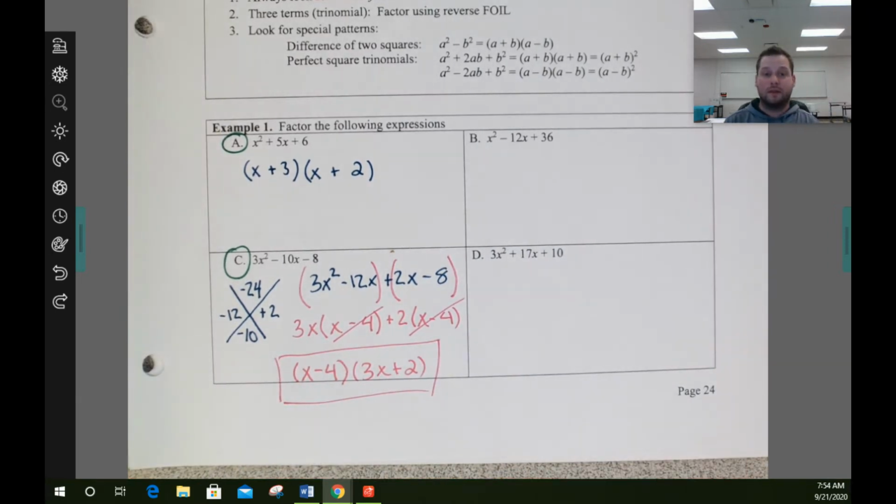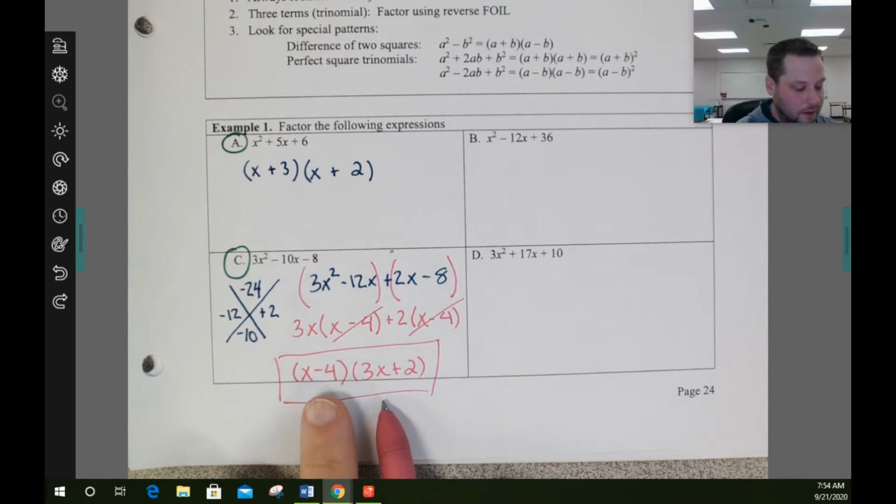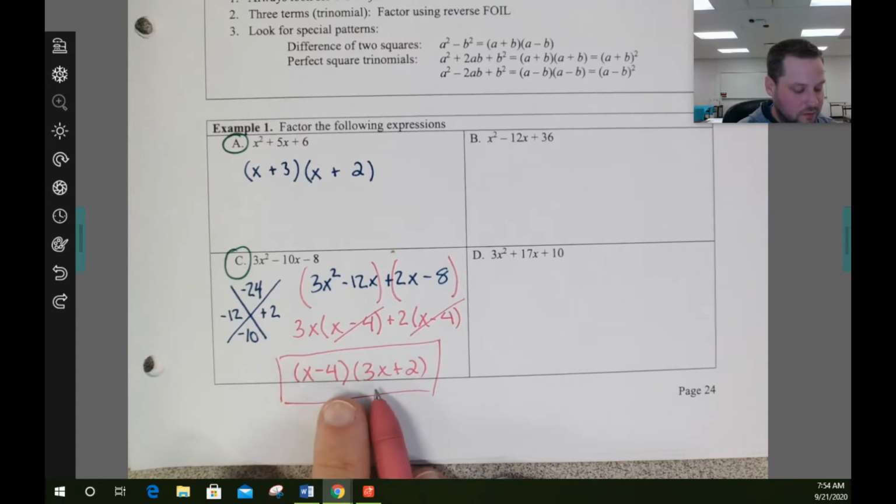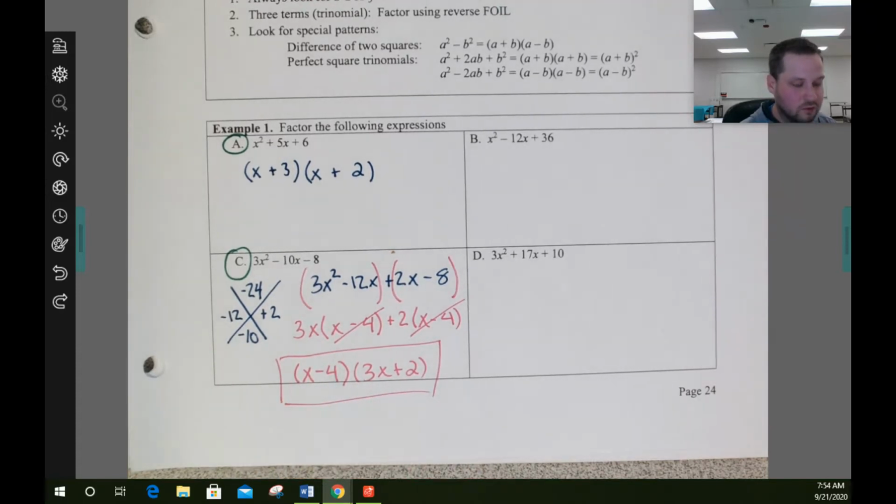Remember, for these parentheses, you can flip the order. Okay, so you could have the 3x plus 2 out front, x minus 4 second, or you could just write it how I had it. And then as always, you could check your work by foiling it back out. So we got 3x squared, 2x minus 12x. It works out. We're good.